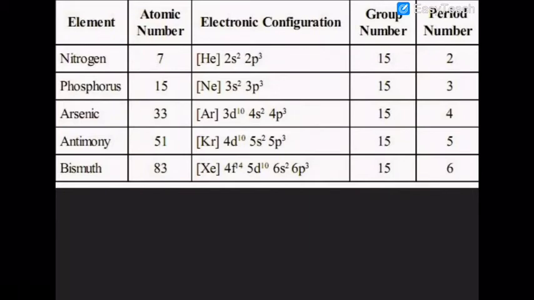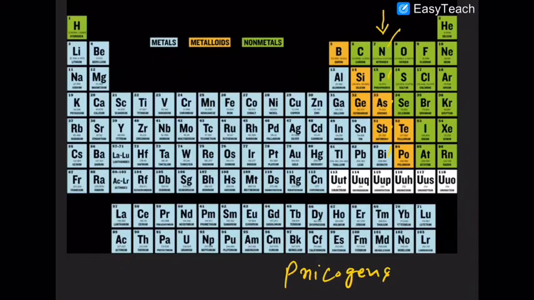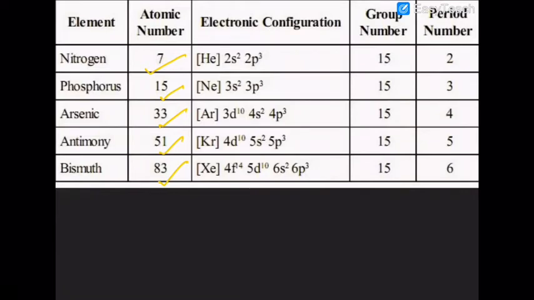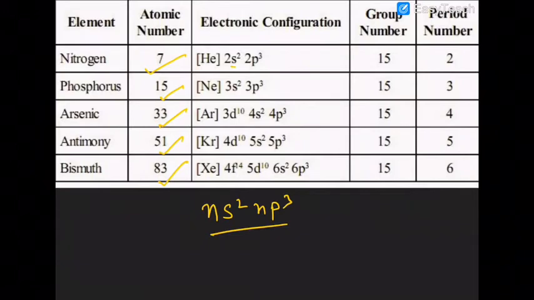So I am repeating once more, it is nitrogen, phosphorus, arsenic, antimony, and bismuth. So it is popularly known as group 15 elements. It is flanked by the carbon family on one side and the oxygen family on the other side. And very interesting to say that they have the configuration ns2np3. This half-filled p orbital gives the elements unique properties.